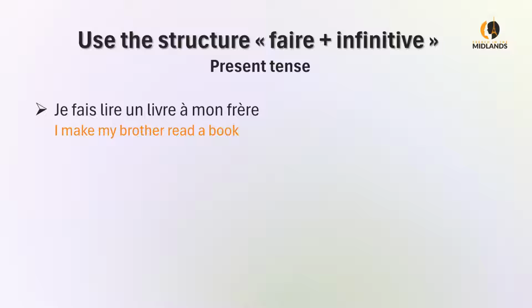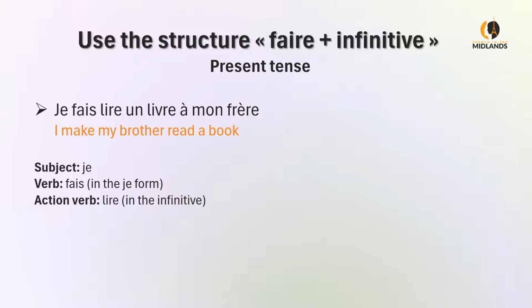Notice the order of words is different in French. Literally, we say I make to read a book to my brother. Where je is the subject, it's the person making somebody read. The verb is fait in the je form. The action verb is lire in the infinitive. The direct object, the what, is un livre. And the indirect object, the to whom, is à mon frère.